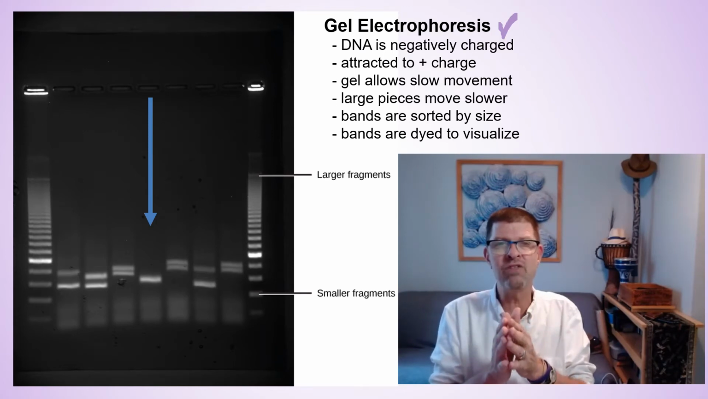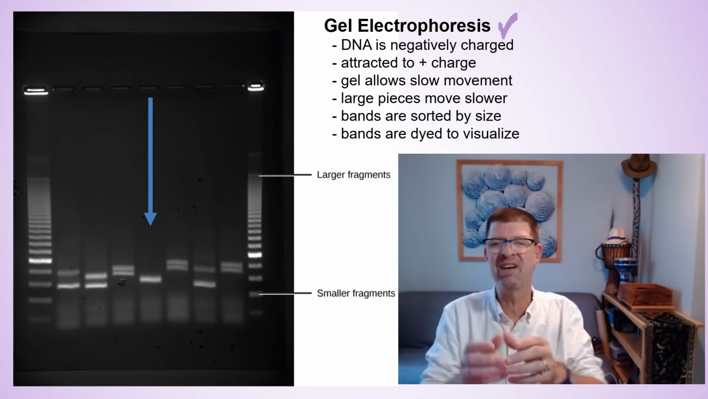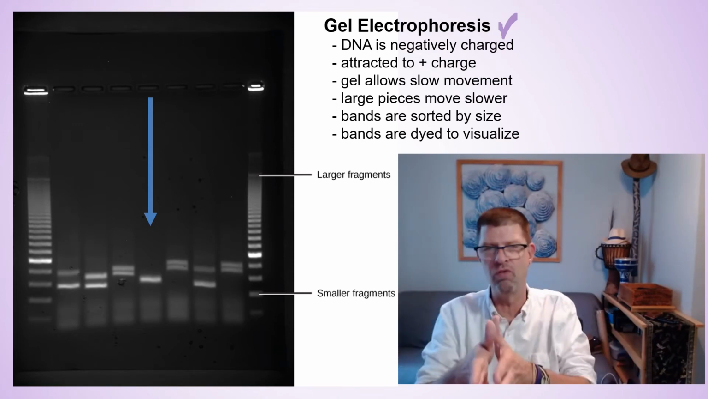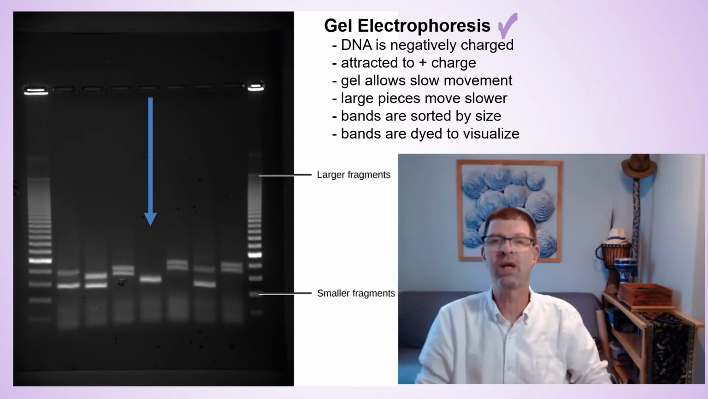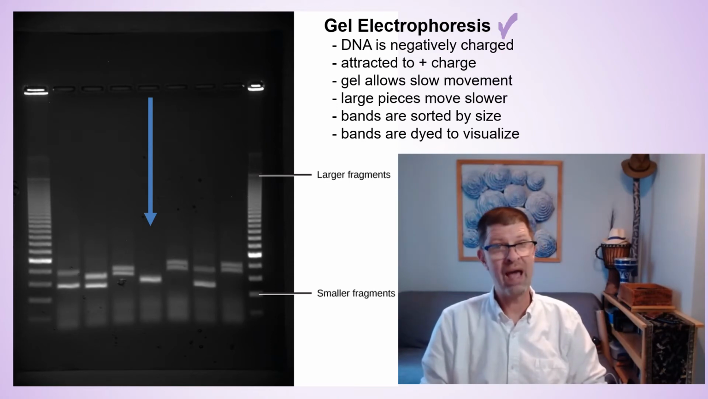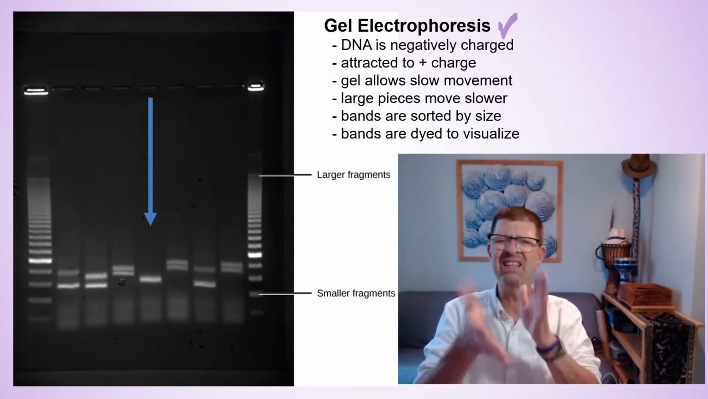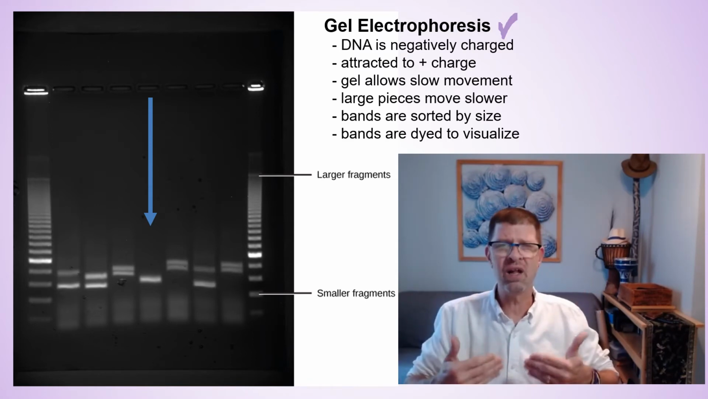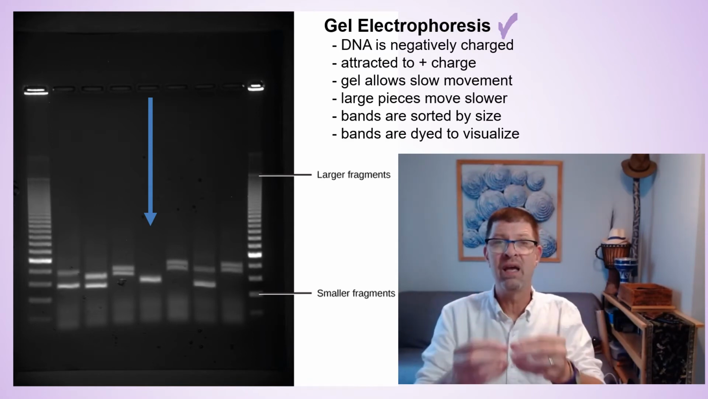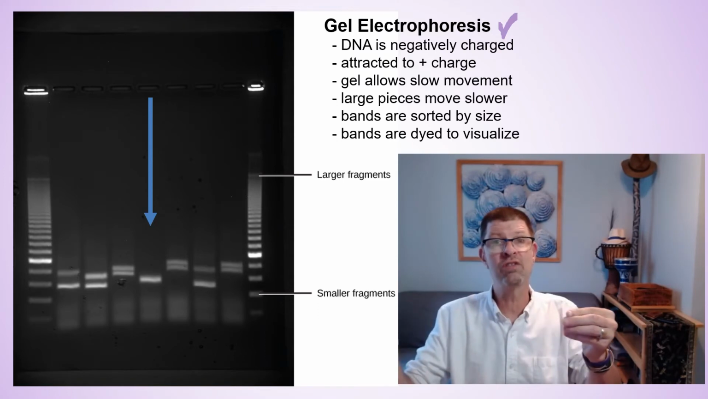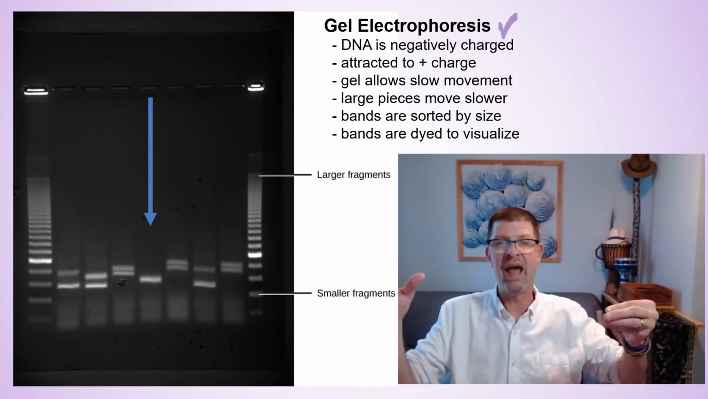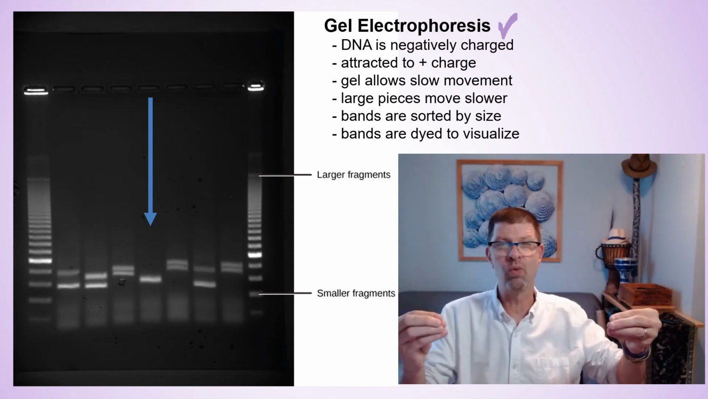And the big pieces move more slowly because they have to work their way through the gel. They're not going to move through the small spaces as quickly as the small pieces. So if we cut DNA up into a bunch of chunks, and then we put it in the gel and send it through the gel, it will sort all those chunks according to size, because the small ones will move fast and the big ones will move slowly. They won't move as far.